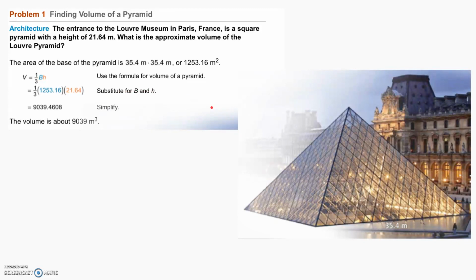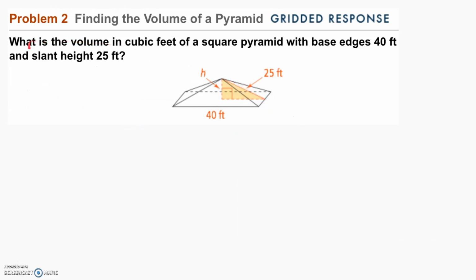Let's look at another pyramid problem. So in this case, we want to find the volume in cubic feet of a square pyramid with base edges of 40 feet, so notice 40 feet down here, and slant height of 25 feet. So there's a problem here. We don't have the height. We need the height, but we don't have it. We only have this slant height. So what we're going to do first is find the height.